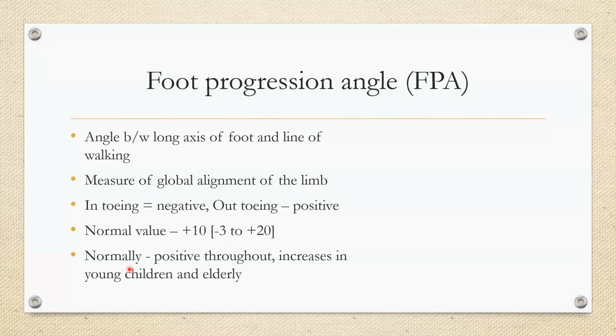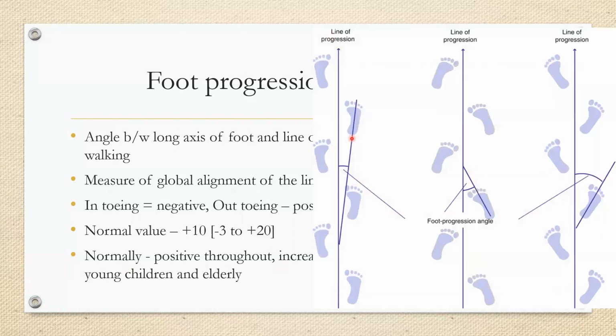However, there is increased out-toeing seen in young children because of the natural increase in external rotation at the hips, and also in the elderly because of the natural loss of hip internal rotation power with age. So this is a normal foot progression angle, and this is the angle seen with in-toeing and out-toeing gait.